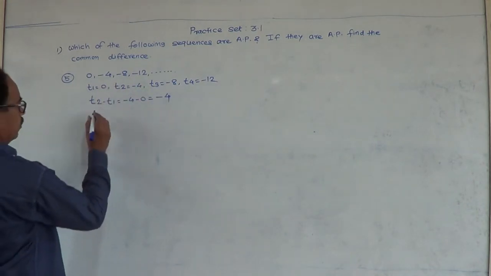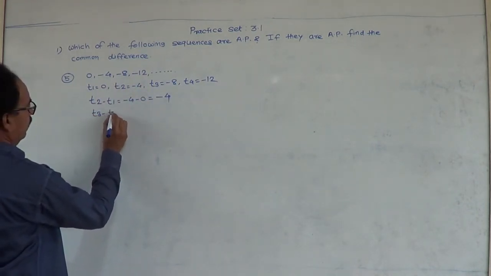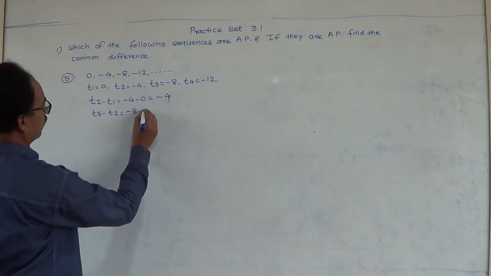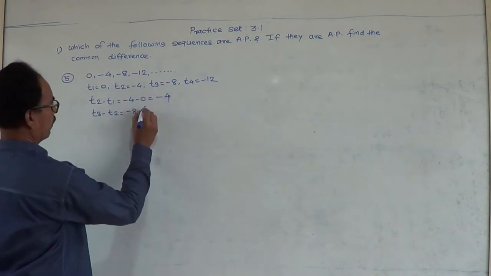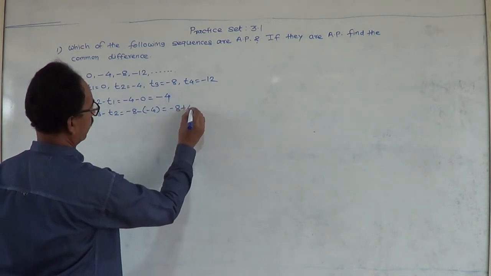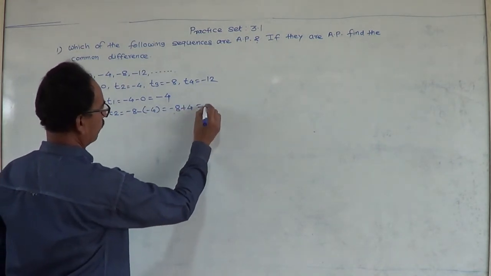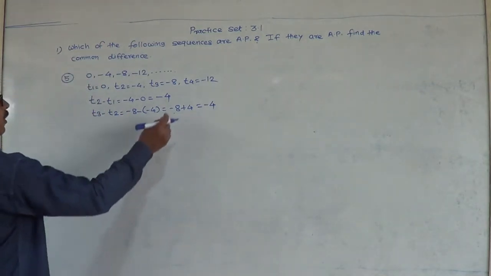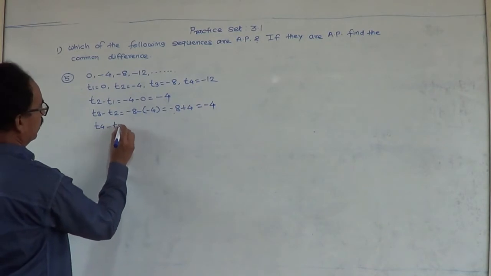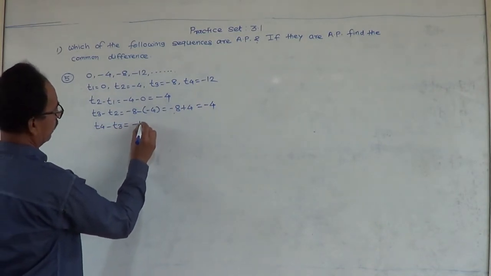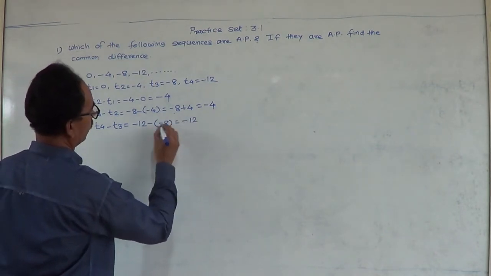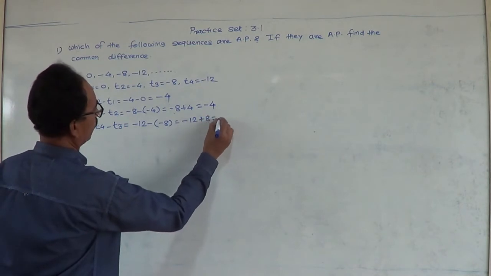Then T3 minus T2. T3 is minus 8. We have to subtract T2, that is minus 4, and we will get minus 8 plus 4, that is minus 4. Again we will take the difference between T4 and T3. T4 minus T3 will be equal to minus 12 minus minus 8, equal to minus 12 plus 8, and the answer is minus 4.